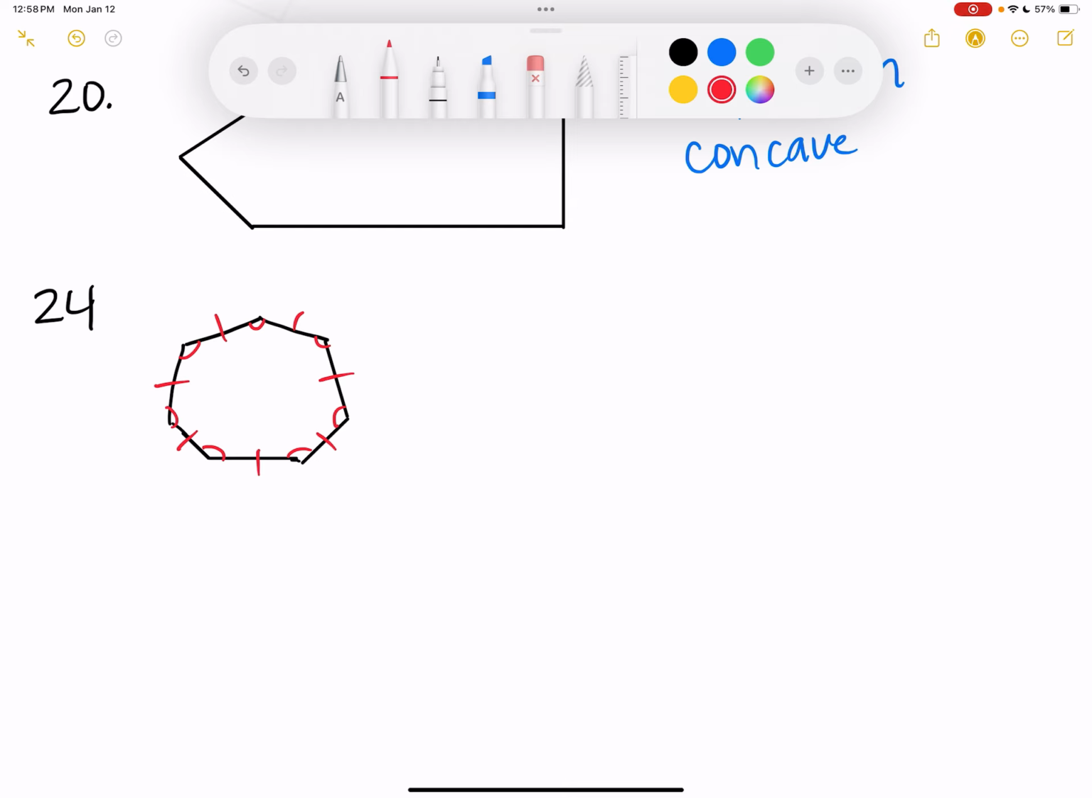All right, so is this equilateral, equiangular, regular, which means it has to be both of those previous things, or is it neither of them? Regular. It should just be called both.